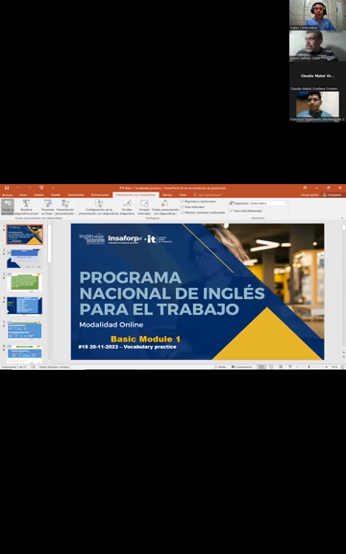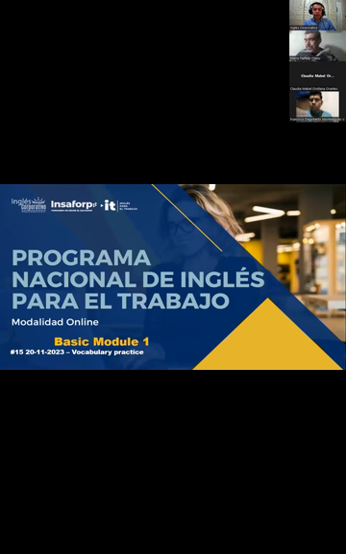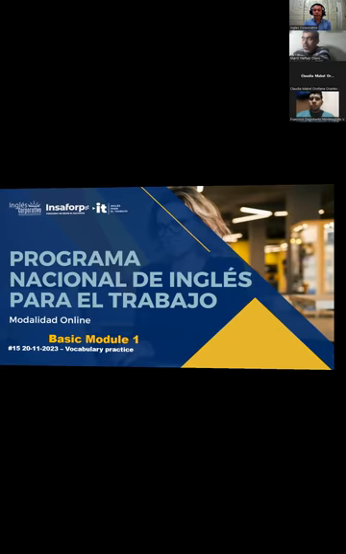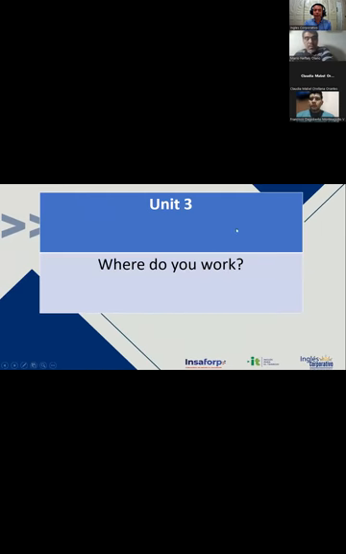Okay, ladies and gentlemen, welcome to English for Work, National Program. This is Basic One, class number 15, right? And today is November 20th. The topic is vocabulary practice. In other words, it is a summary, un resumen, right? A summary of unit number three, sorry, excuse me. Where do you work, right?